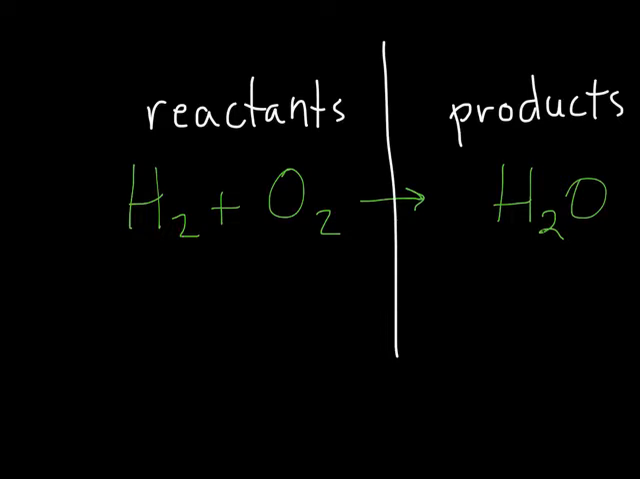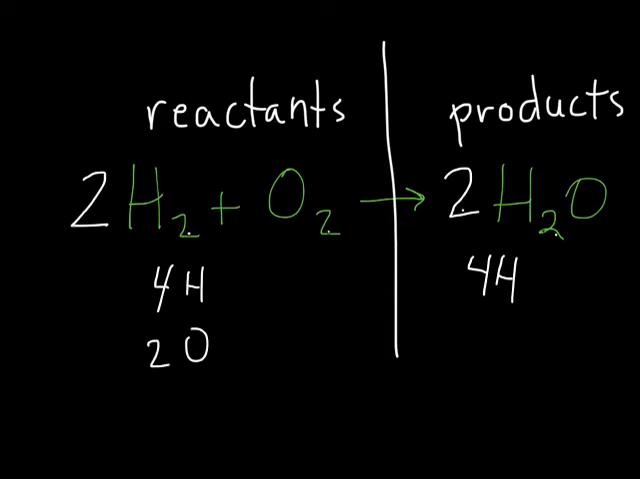In order to uphold this law, we have to balance the equation. Hopefully you've learned how to balance the equation before. I'm not going to go through how to do that, but hopefully you remember. So here you would need 2 waters and 2 hydrogens in order to make the number of atoms equal on each side. Now you have 4 hydrogens on the reactants and 4 hydrogens on the products. You have 2 oxygens on the reactants, and 2 times 1, or 2 oxygens, on the products.